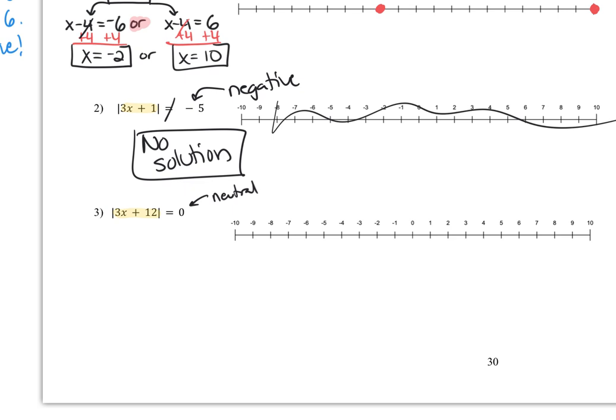So we're going to do it almost like we did with the first one. Since 0 is not positive or negative, is there a negative version of 0? No. So in this case, remember how in number 1, I had to set it equal to the negative version and the positive version? Well, there is no other version of 0. It's simply 0. So I get to take 3x plus 12 without the absolute values and just set it to 0.